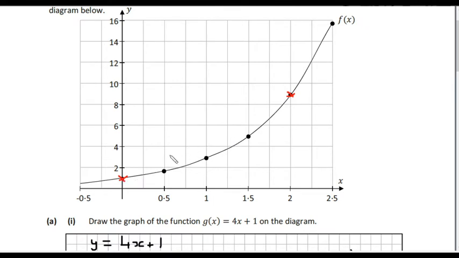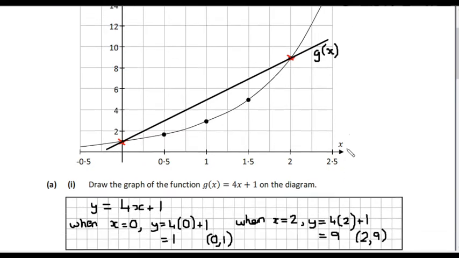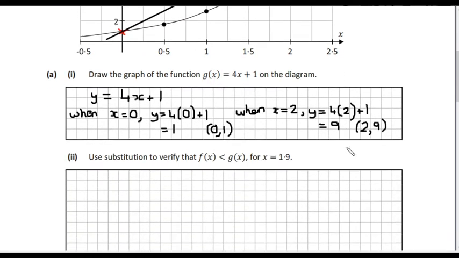So yeah, it's going to look something like this. So that's going to be g of x. Alright. Okay, that's all you need to do. Just get 2 points on it to draw a line. Right, that's A part 1.